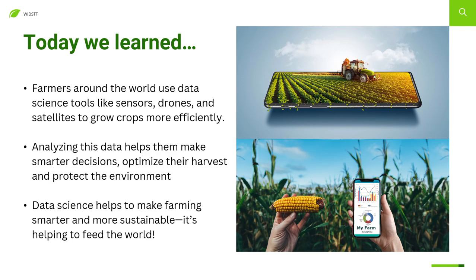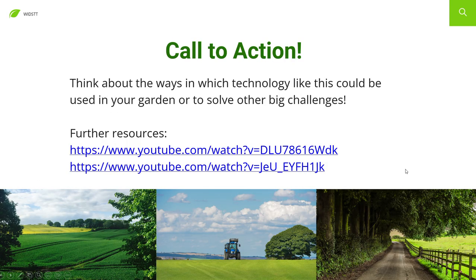So let's discuss what we learned today. So farmers around the world use data science tools like sensors, drones, and satellites to grow crops more efficiently. So analyzing this data helps them make smarter decisions, optimize their harvests, and protect the environment. Data science helps to make farming smarter and more sustainable. It's helping to feed the world.